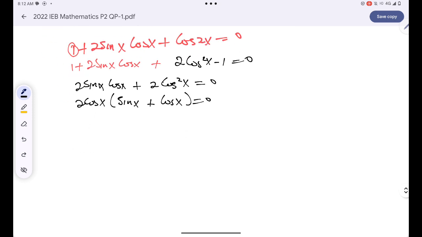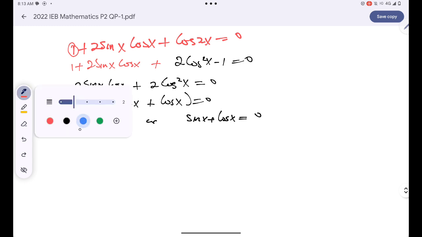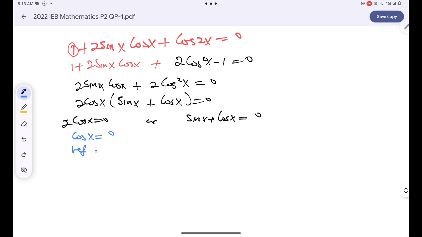Now I have two things multiplied and the answer is 0. It simply means that the first one is 0, 2 cos x is 0, or sine x plus cos x is the one which is equal to 0. Okay, let's deal with the first one. I can divide everything by 2 there. I'll be left with cos x being equal to 0. I know that my reference angle is just cos inverse of 0, and this will give me 90, but let me confirm. Yeah, this is 90 degrees.